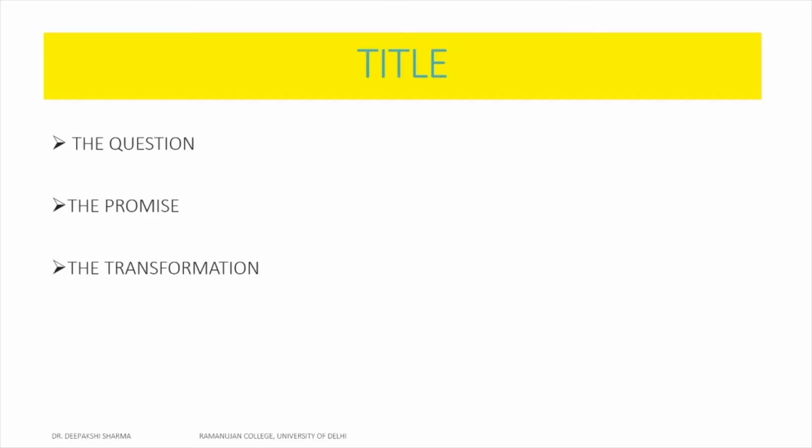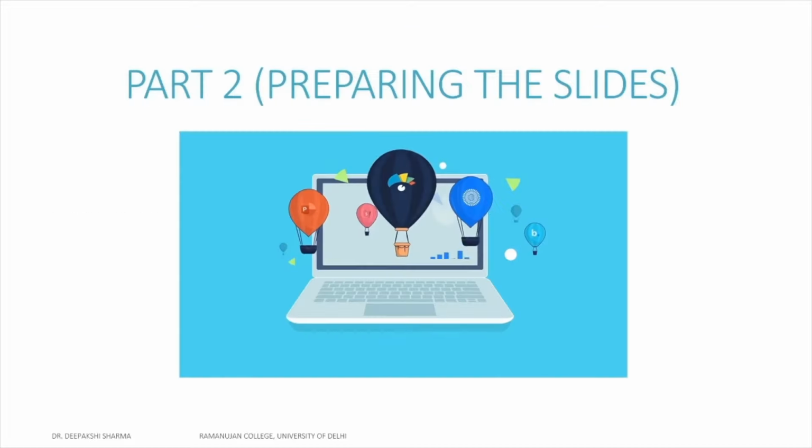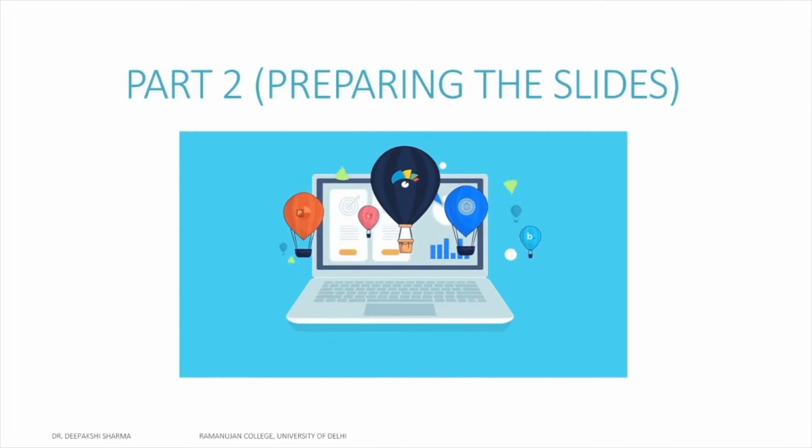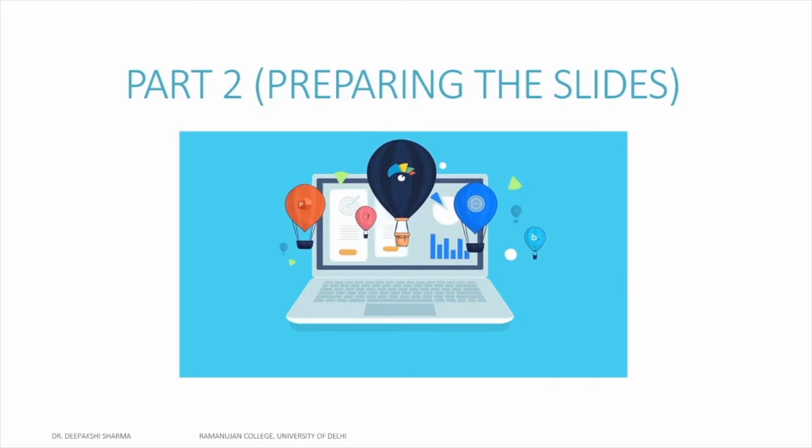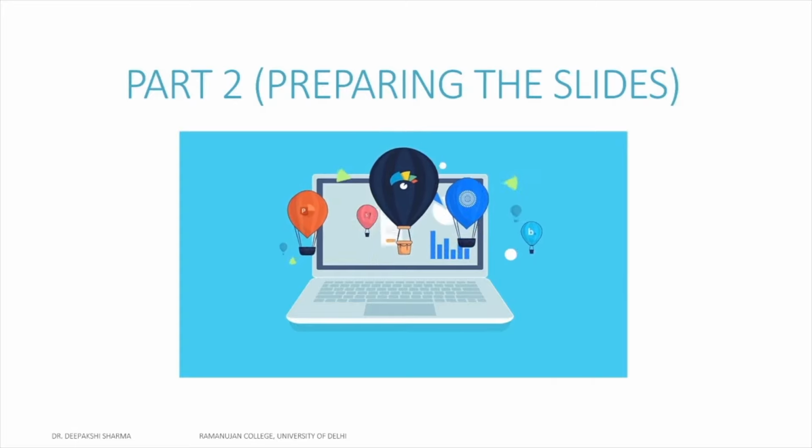Third, your title could be The Transformation, which hints at a future outcome or a possible change. For example, The Vision of Jobs in 2020 is a title for jobs in 2020. Finally, you may opt for The Reveal. As a presentation title, this is a cryptic title that creates suspense for the audience members. Like the title of this presentation, The Science Behind the Art of Presenting. Moving forward, we have the second part of preparing, which is preparing the slides.